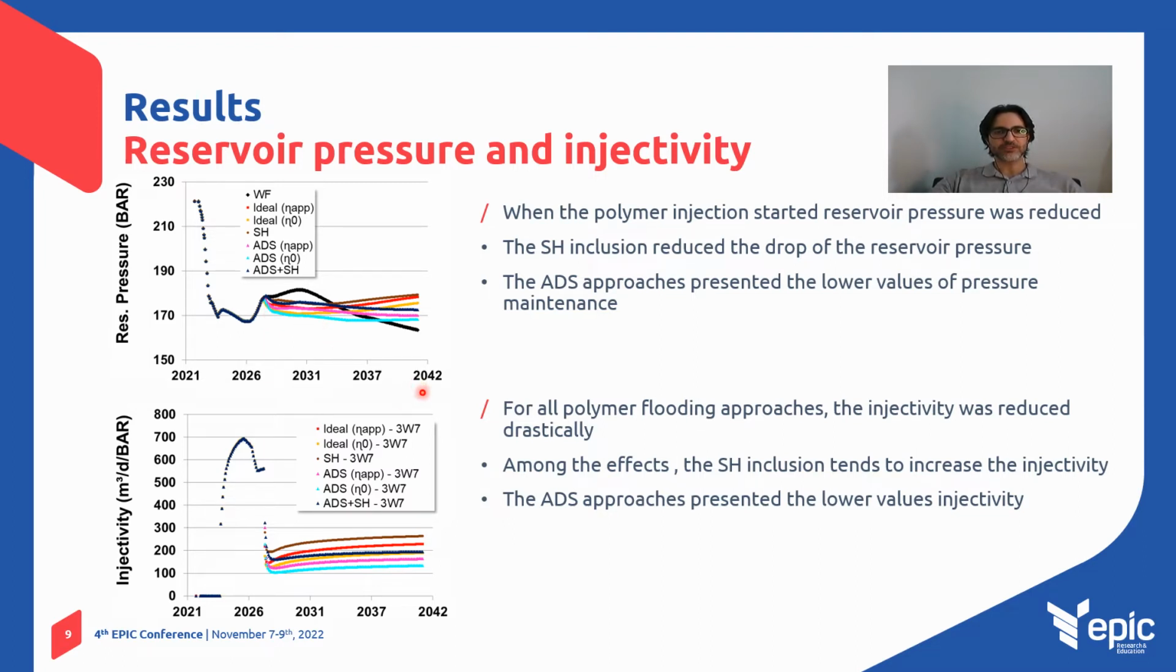About the injectivity, we can observe here that when the polymer injection starts, the injectivity is reduced, and among the effects, the shear rate tends to increase the injectivity compared to the other ones, and the adsorption approach presents the lower values of this indicator.